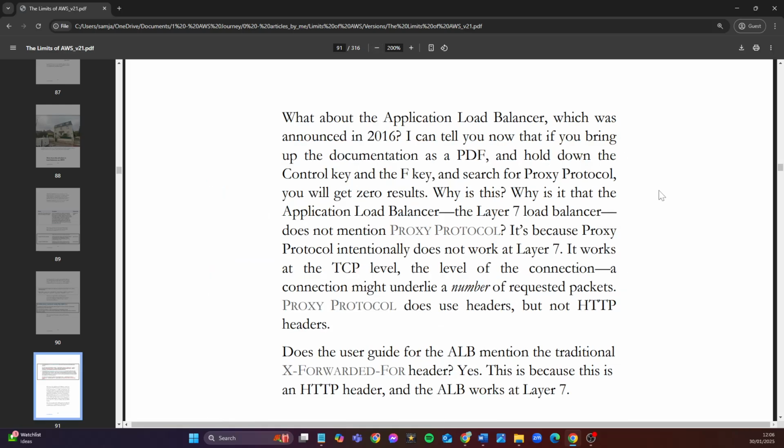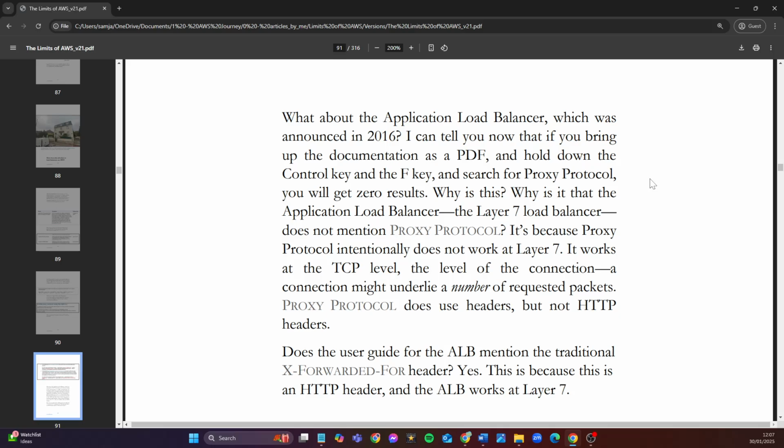What about the application load balancer, which was announced by AWS in 2016? I can tell you now that if you bring up the documentation as a PDF and hold down the Control and F key and search for proxy protocol, you will get 0 results. Why is this? Why is it that the application load balancer, that layer 7 load balancer, does not mention proxy protocol? It's because proxy protocol intentionally does not work at layer 7.